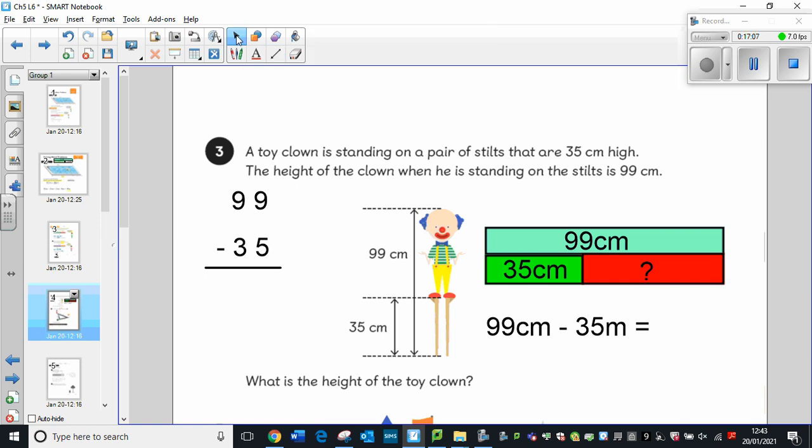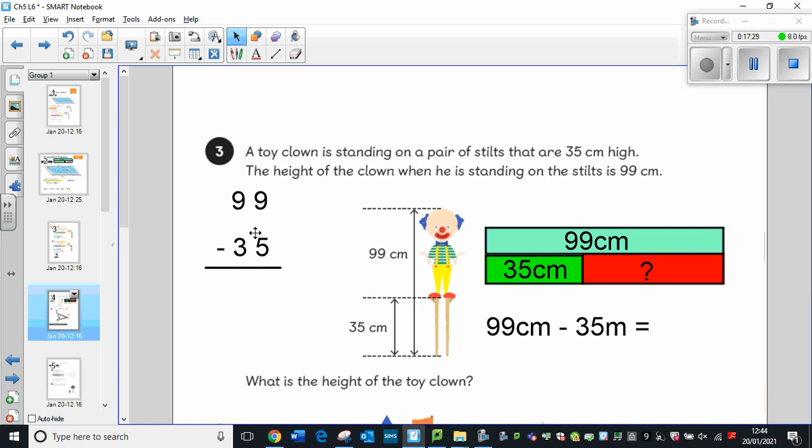Okay, so let's see if we can do this one together. I'm going to ask you to answer it before we move on. So my formal subtraction method, what column should I start with, Year 3? What column? Shout it out for me. Well, I'm going to start on the column furthest to the right, which is my ones.